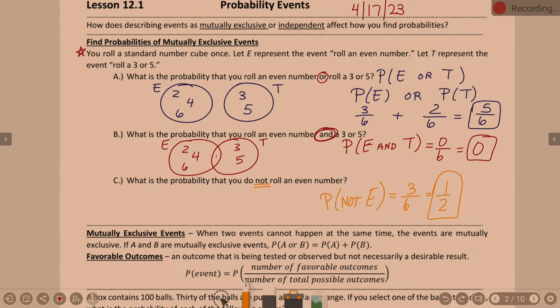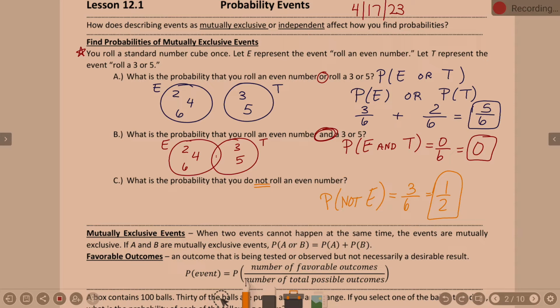Okay, guys. This situation we were just talking about were mutually exclusive events. When 2 events cannot happen at the same time, the events are mutually exclusive. So the probability of A or B is going to end up being the probability of A plus the probability of B, just like we did in that first example. They cannot happen at the same time.